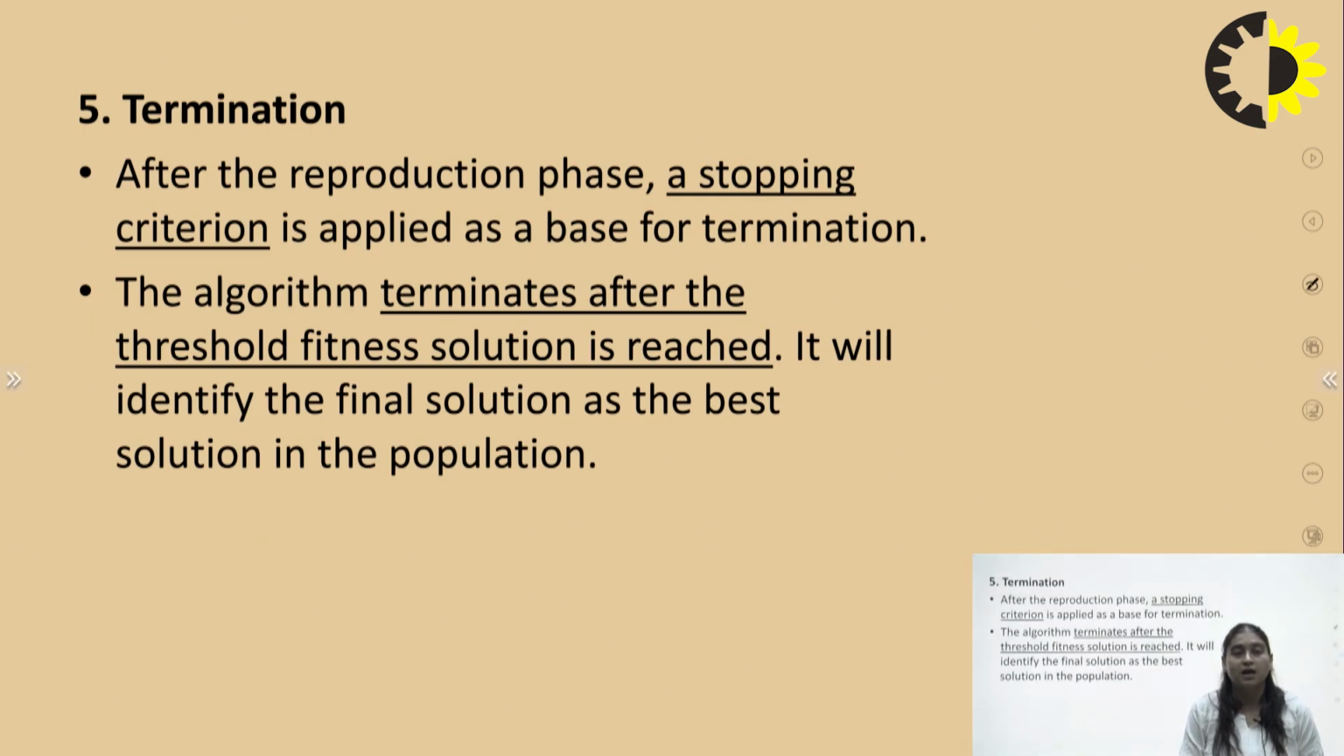We must have a termination point or criteria on the basis of which you can decide where to stop the process or where not to stop. We must have a stopping criteria, and if we do not decide the criteria, then it will go into an infinite loop. The algorithm terminates after the threshold fitness solution is reached. So we must decide this threshold fitness solution.